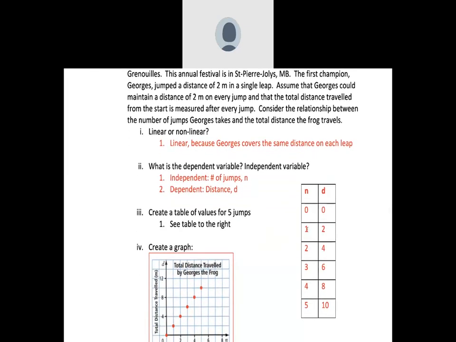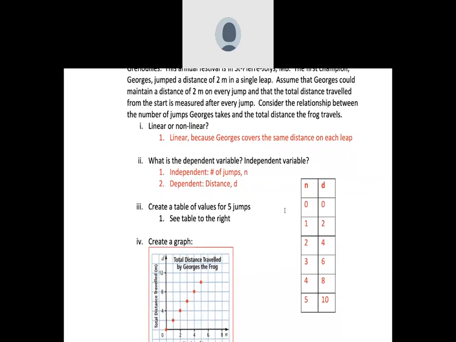Well, the number of jumps goes from no jumps to 1, 2, 3, 4, etc. And that means that he's now gone from 2 to 4 to 6 to 8, etc. That's going to be linear. The constant change in n and the constant change in d is the same every time, so that is a linear relationship.